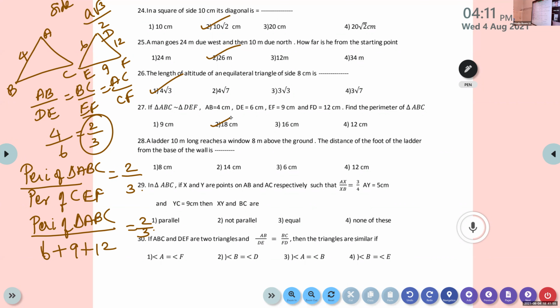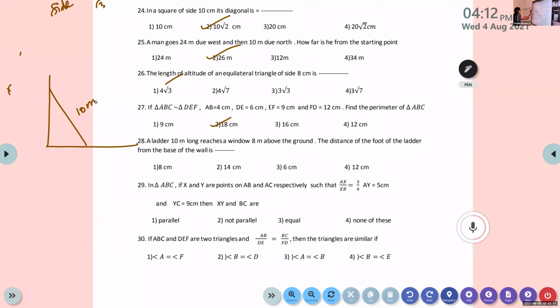A ladder which is 10 meter long reaches a window 8 meter above the ground. What is the distance of the foot of the ladder from the base? What is this distance? 10 square minus 8 square. So it is 6.